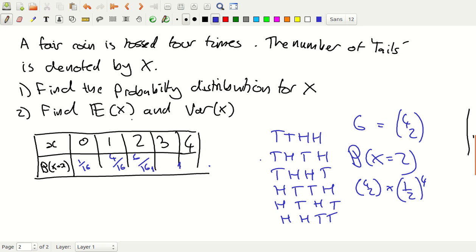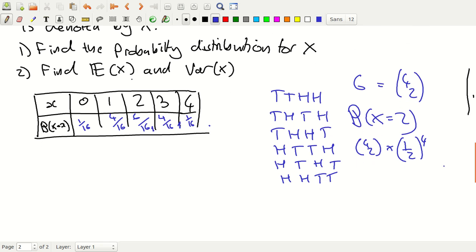So let's put that in the table, 6/16. Now, because the coin is fair, the chance of getting 3 tails is exactly the same as the chance of getting 3 heads, or 1 tail. So this little table will be symmetrical, 4/16 and 1/16 there. So that's called the probability distribution of X. Okay, we'll come up with another distribution in a second.